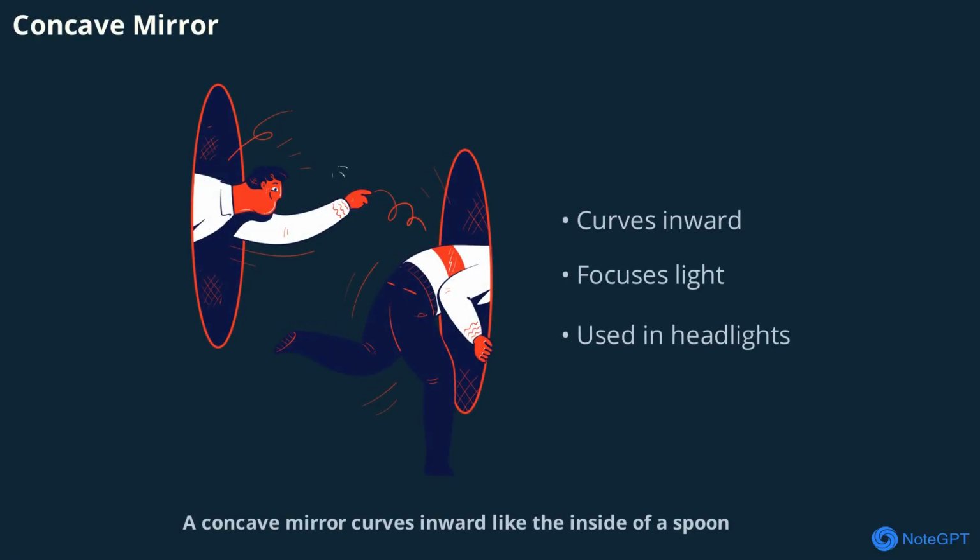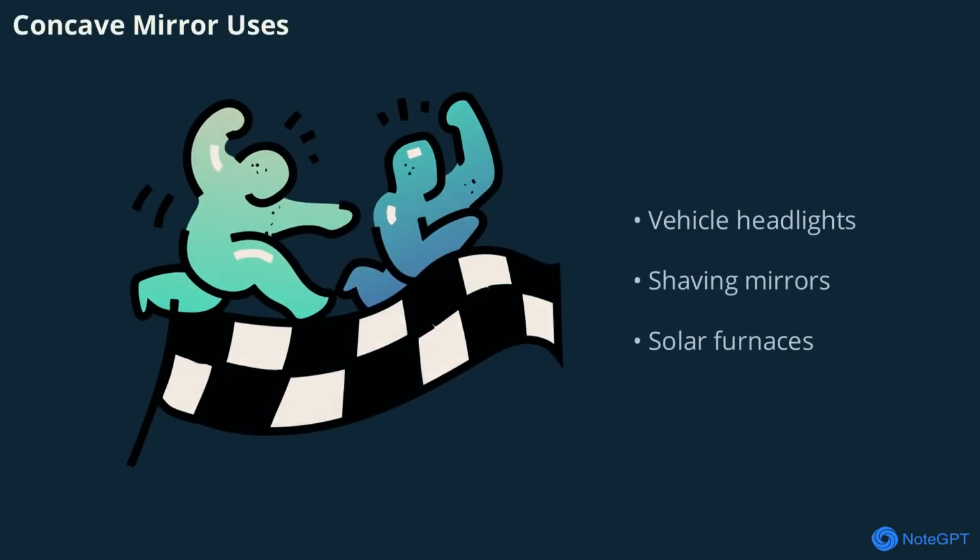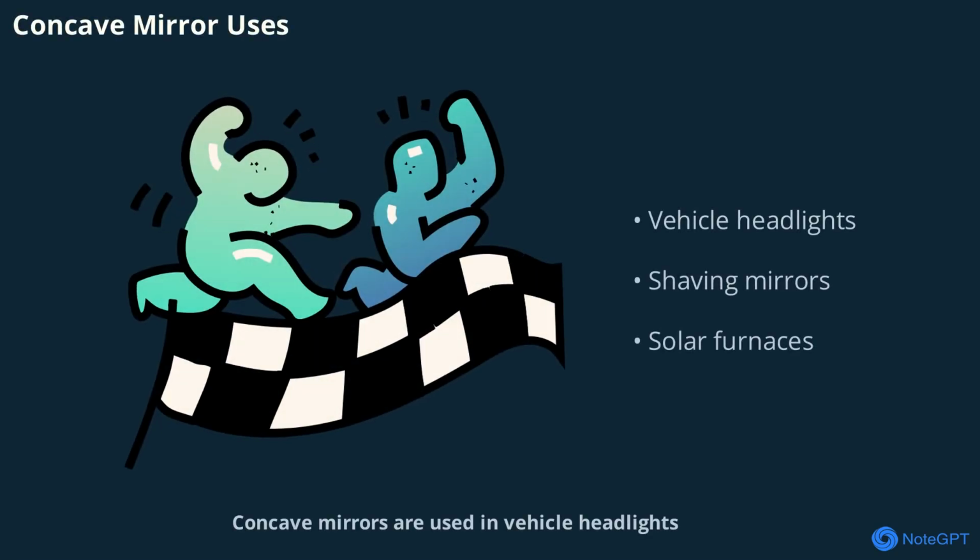Concave mirror curves inward like the inside of a spoon. It focuses light to a point, making it useful in vehicle headlights, shaving mirrors, and solar furnaces. Concave mirrors can form real or virtual images depending on the position of the object, making them versatile in optical applications.